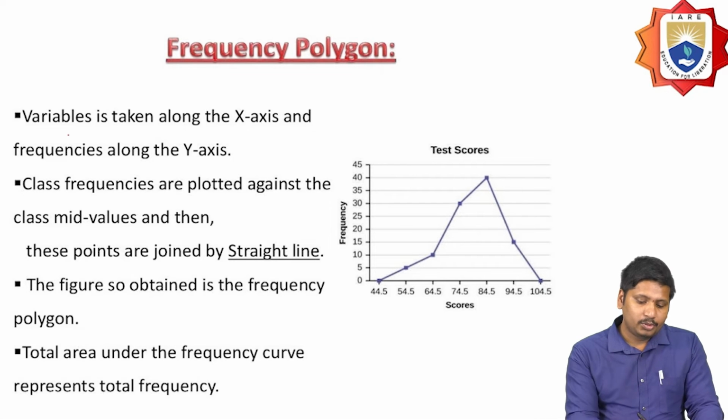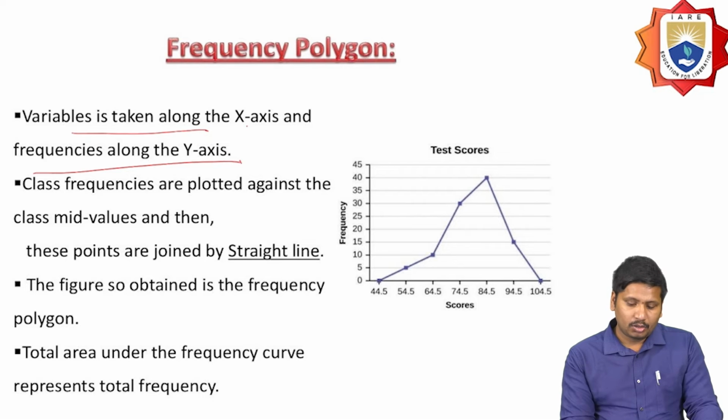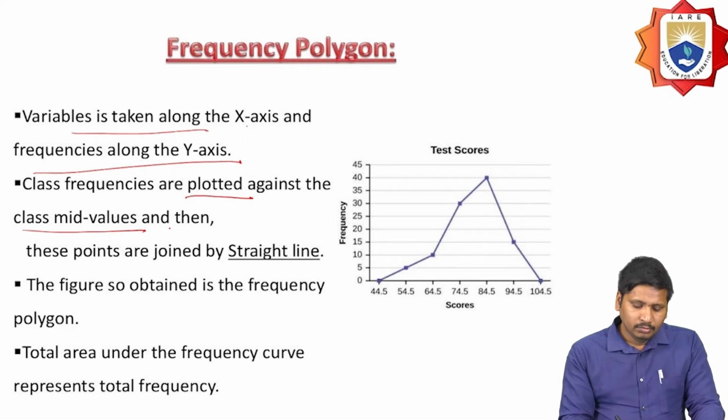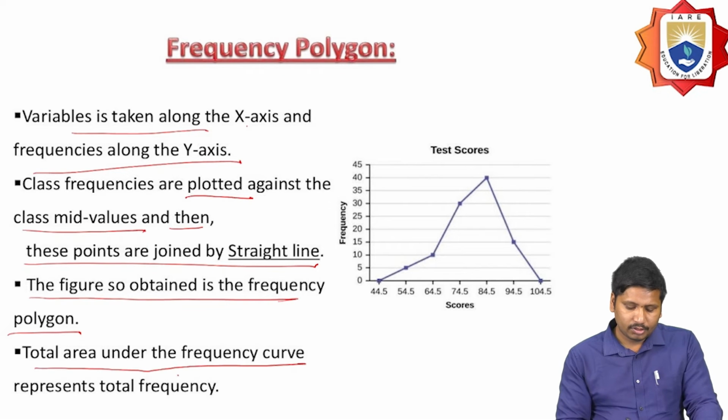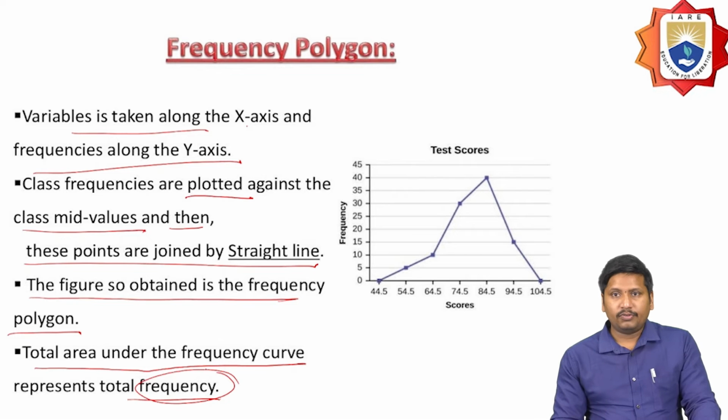Here the variable is going to be taken along the x-axis, and frequency is going to be taken along the y-axis, and the class frequencies are going to be plotted against the class middle values, and these points are going to be joined by straight lines, right? And the figure so obtained should be the frequency polygon. The total area of the frequency curve represents the total frequency.